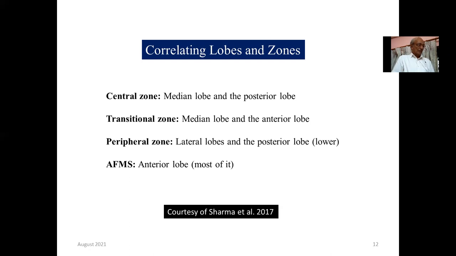2017. Central zone means median lobe and posterior lobe. Transitional zone, median lobe and anterior lobe. Peripheral zone, lateral lobe and the posterior lobe, the lower part of that. And anterior fibromuscular substance, most of the anterior lobe. Fine.